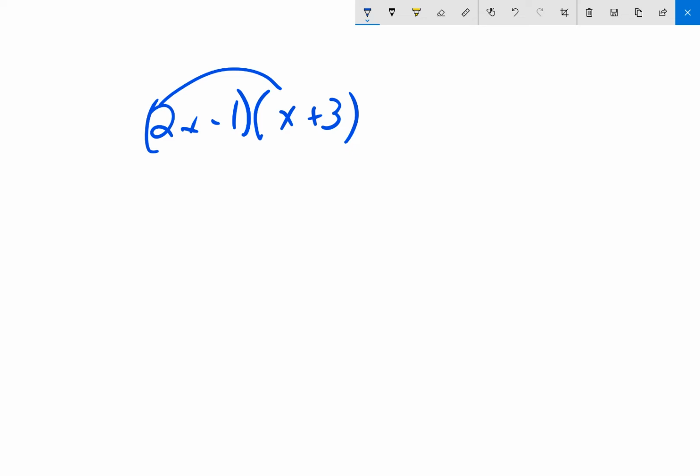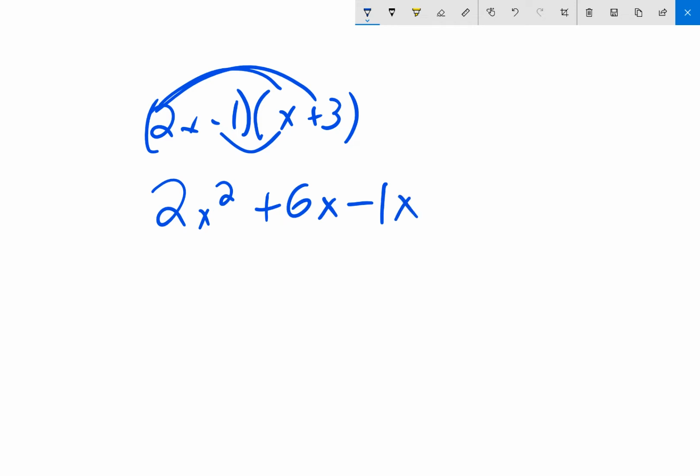So 2x times x makes 2x squared. And then 2x times 3, 2 times 3 makes 6, so that's going to be 6x. Negative 1 times x is just negative 1x, and negative 1 times 3 is negative 3. So just combine these terms in the middle, and you are good. 6 minus 1 will make 5x. So it'll be 2x squared plus 5x minus 3.